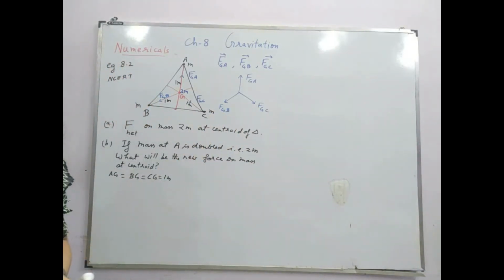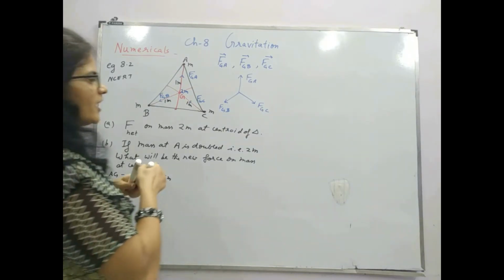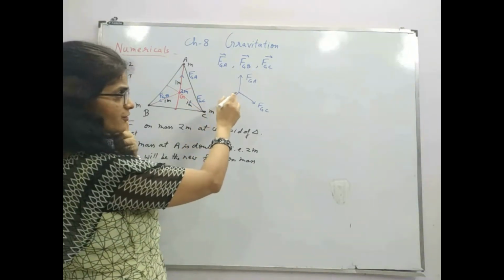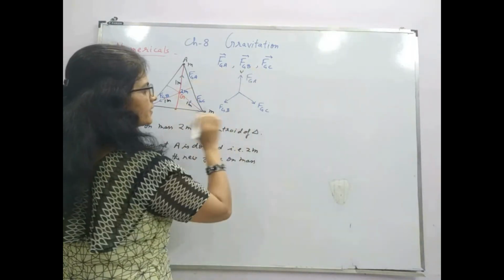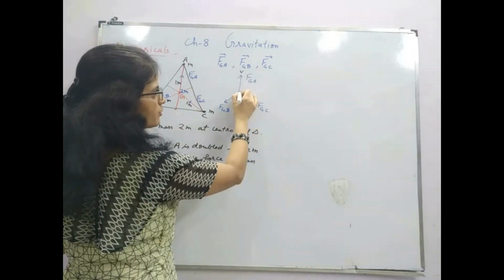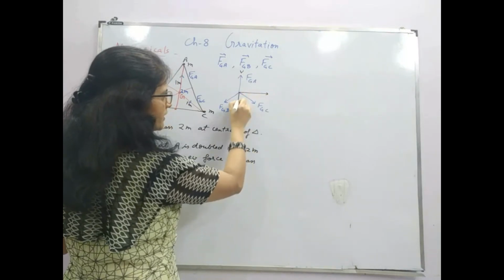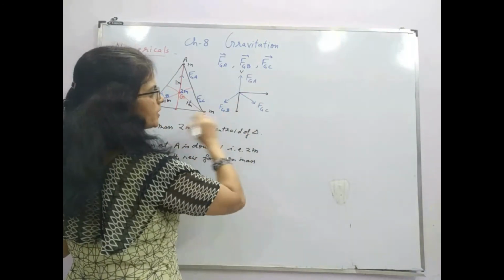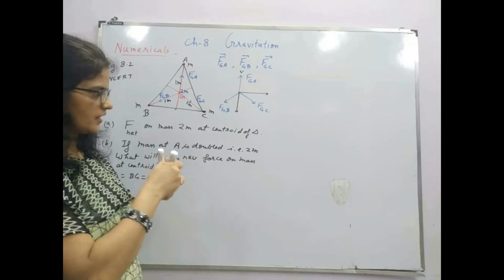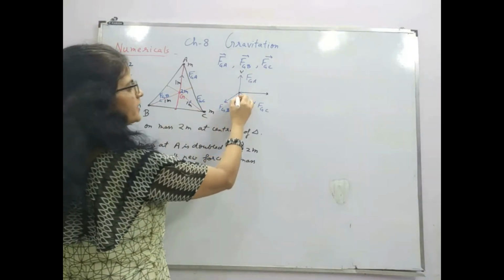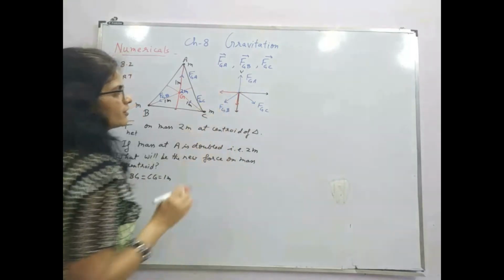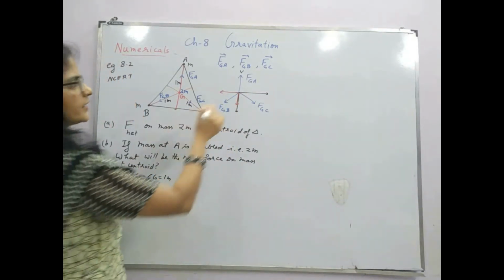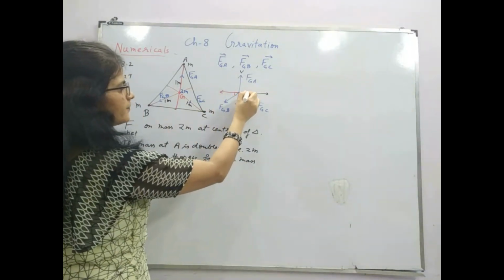In order to find the net force, I will have to find the components of the forces along vertical and horizontal. This is already along vertical, but this is oblique, so I need to find its horizontal component and vertical component, right? Similarly, I need to find the vertical component of this one and horizontal component of this one. For this, I need this angle and this angle.